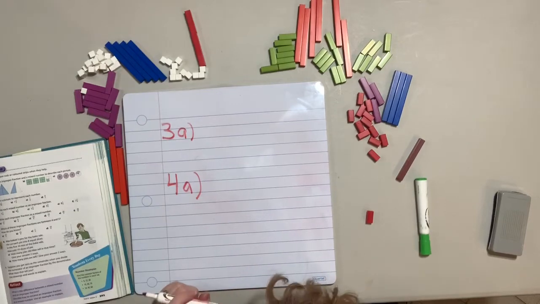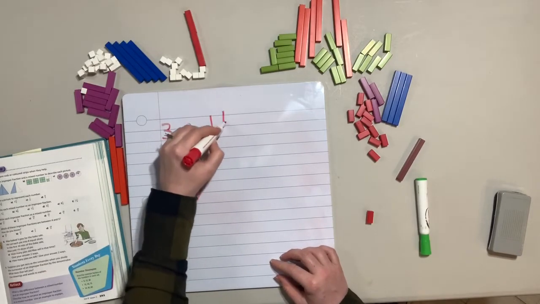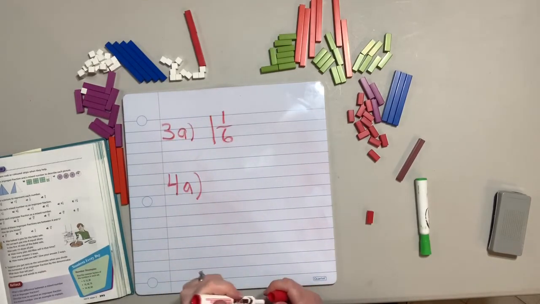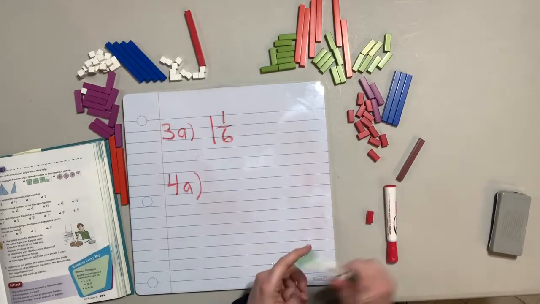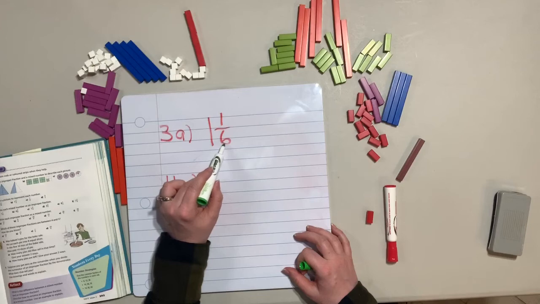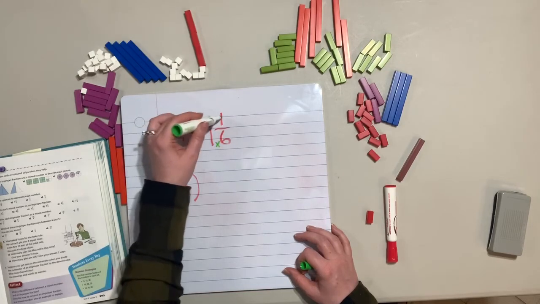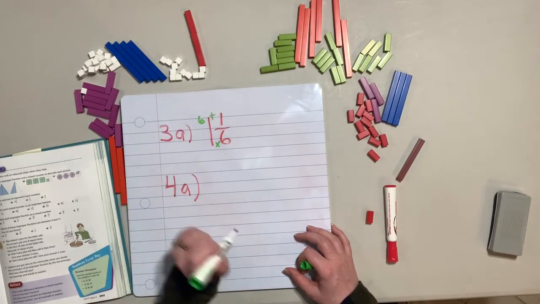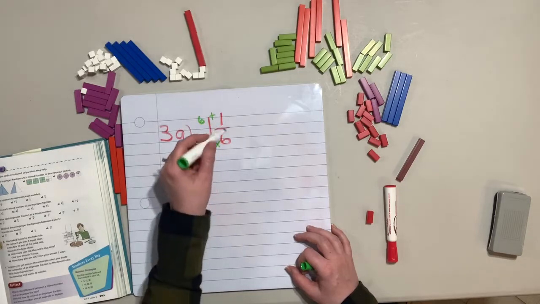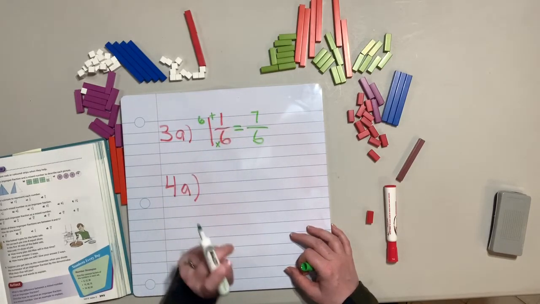The instructions say write each mixed number as an improper fraction. So 3a is 1 and 1/6. So if you remember from the lesson, the way to convert it to an improper fraction is you multiply the denominator by the whole number. So 1 times 6 is 6. And then you add the numerator on. So 6 plus 1 is 7. So you're going to have 7 6s.